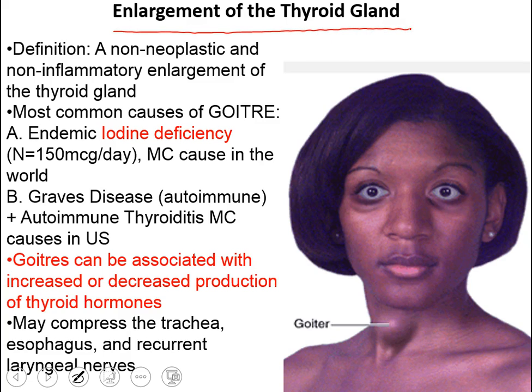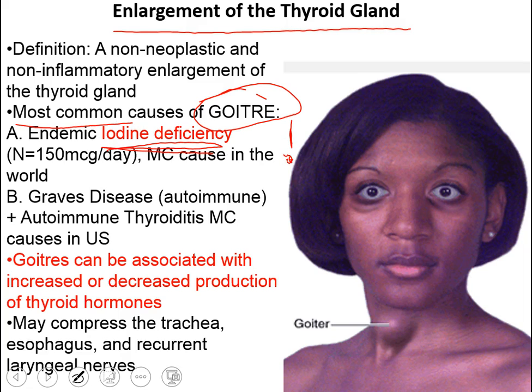We can define goitre as a non-neoplastic and non-inflammatory enlargement of the thyroid gland. An exception from this definition would be enlargement of the thyroid gland that may occur during menstruation and pregnancy. It is very important to remember the most common causes of goitre. Iodine deficiency is the most common cause in the world, not in the USA.